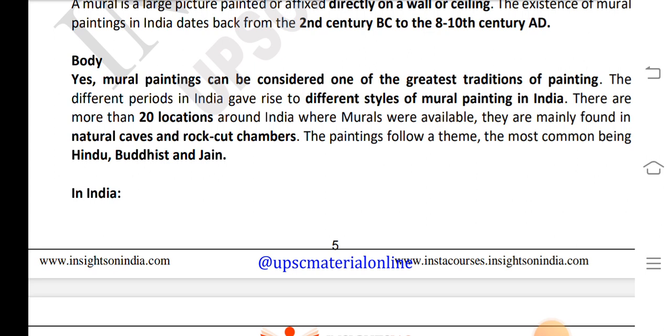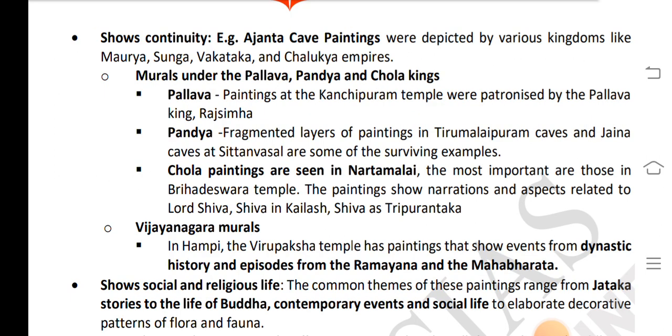Different periods in India gave rise to different styles of mural painting. There are more than 20 locations around India where murals are available. They are mainly found in natural caves and rock cut chambers. The paintings follow the most common religions, being Hindu, Buddhism and Jain in India.